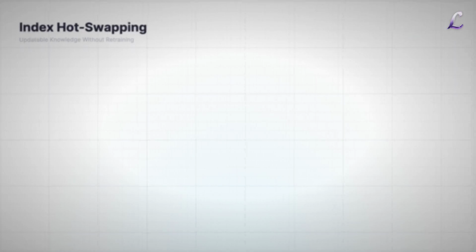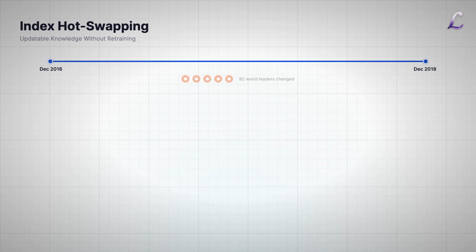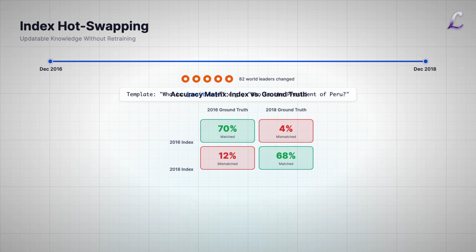Perhaps the most practically significant result is index hot swapping. Because RAG's knowledge lives in an explicit, non-parametric index rather than frozen parameters, you can update it simply by swapping the index, with zero retraining. To demonstrate this, the authors built two Wikipedia indexes, one from December 2016 and one from December 2018. They prepared 82 questions about world leaders who changed between those dates. With the 2016 index and 2016 ground truth, RAG answers 70%.